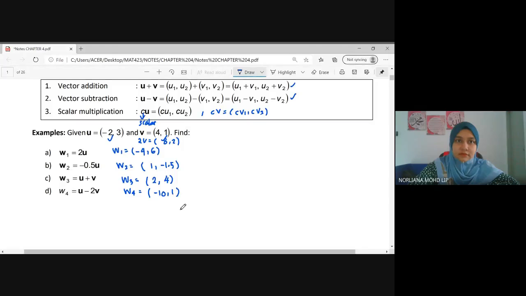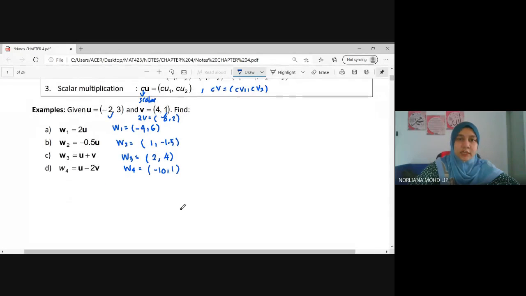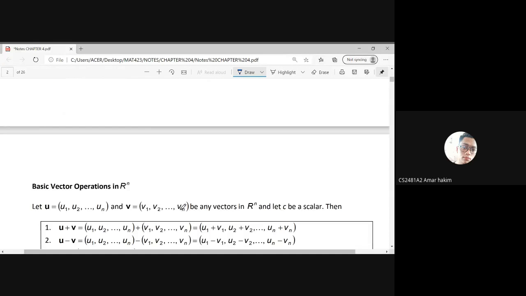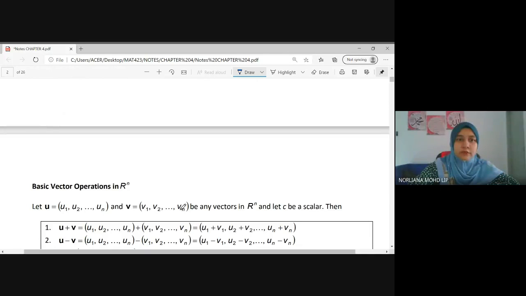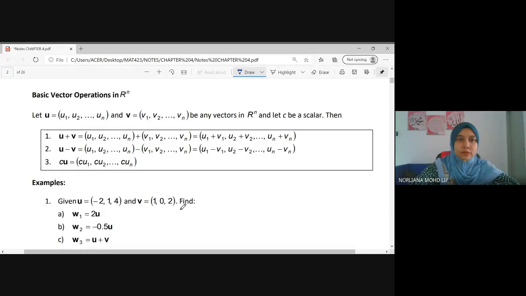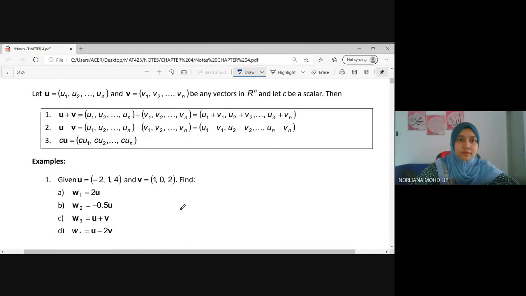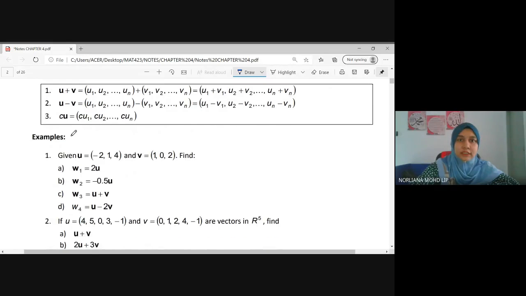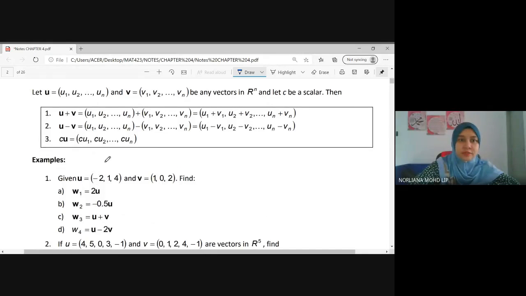Okay, any question? Can you understand? Okay, we look at the basic operations of a vector in n space, R to the power of n, more than two space. We use the same operations as vectors in two space, the three operations: addition, subtraction and scalar multiplication. Look at this example, a vector in three space.